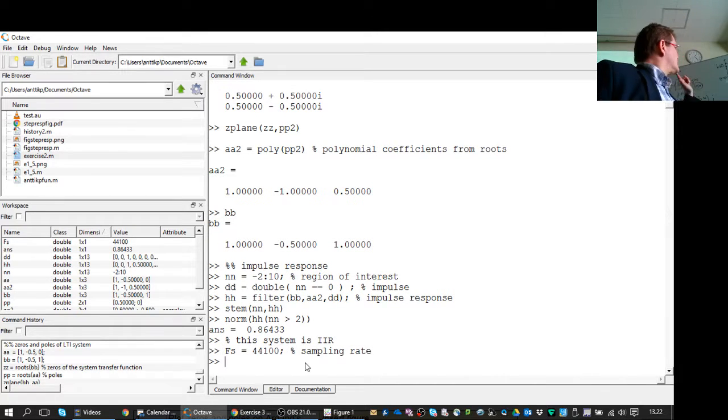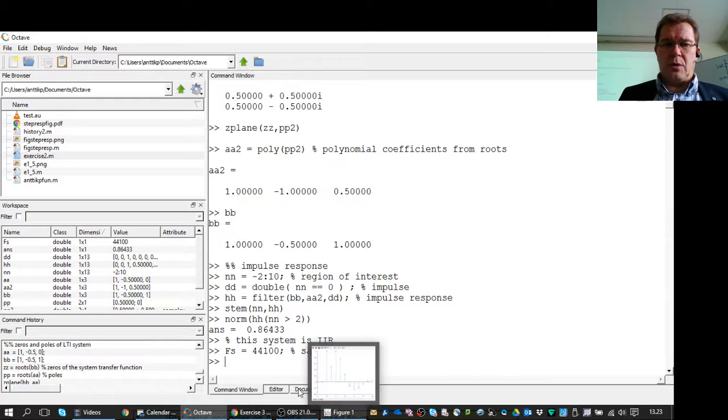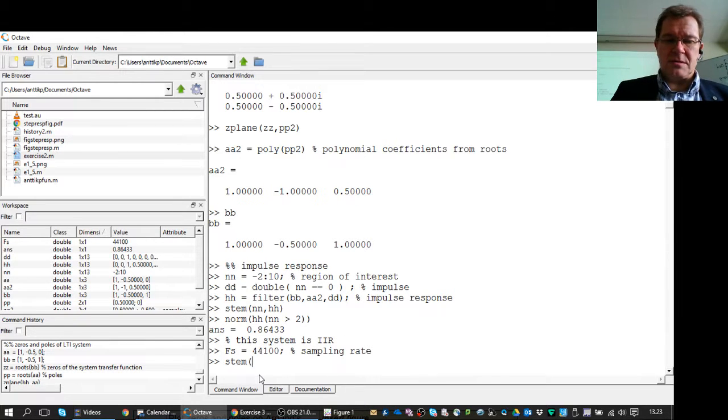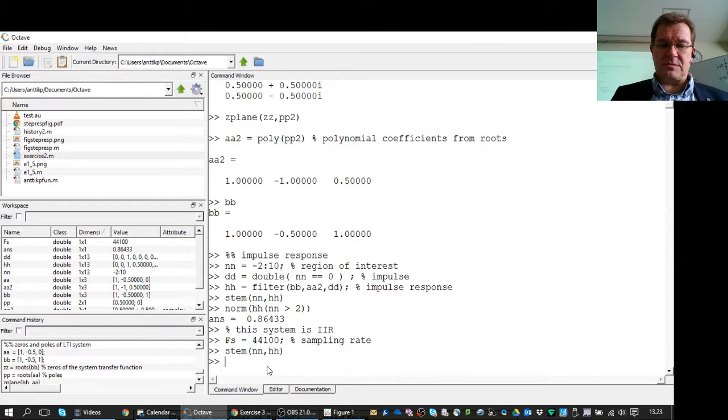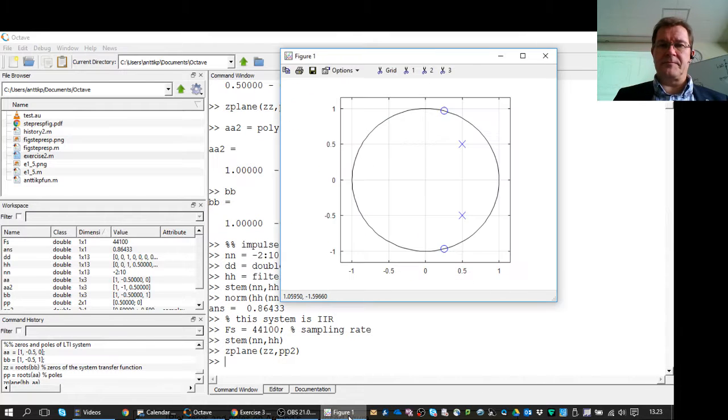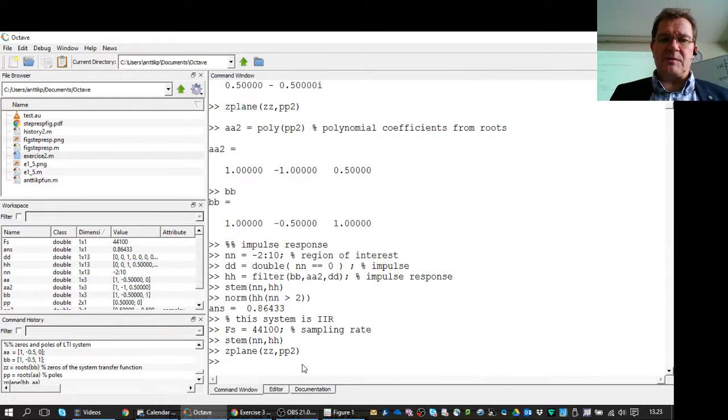Now I'm interested in that system. What is the frequency response of, let's see, stem? No, stem. C plane. Of this system, what is the frequency response? Okay, and the frequency response is actually easy to calculate.